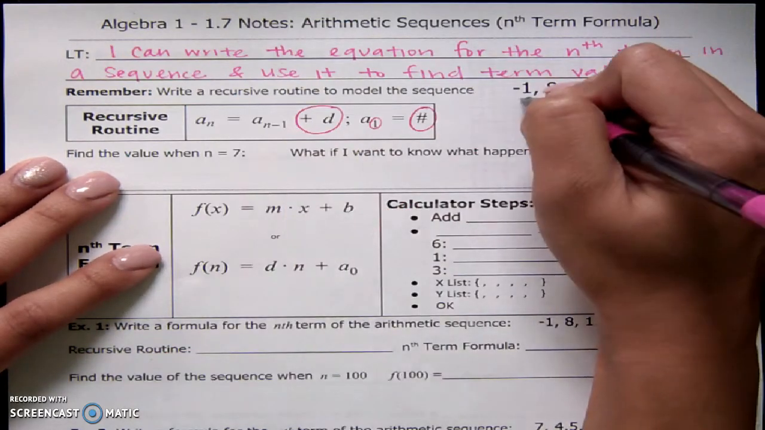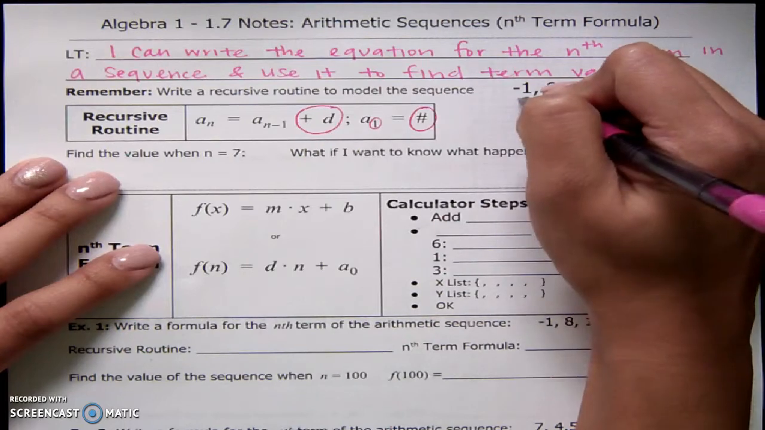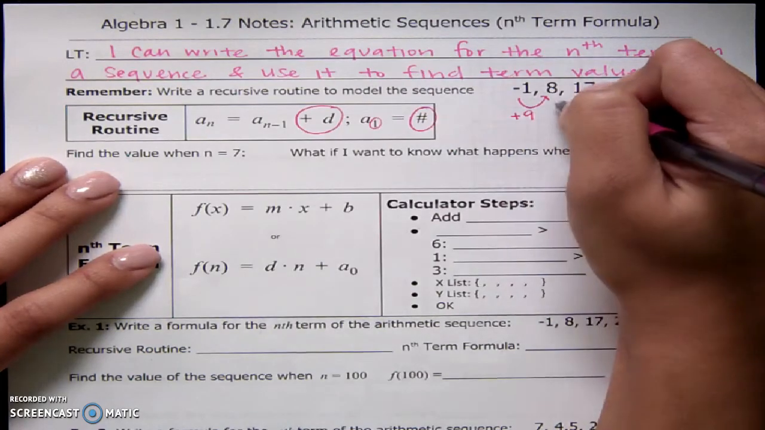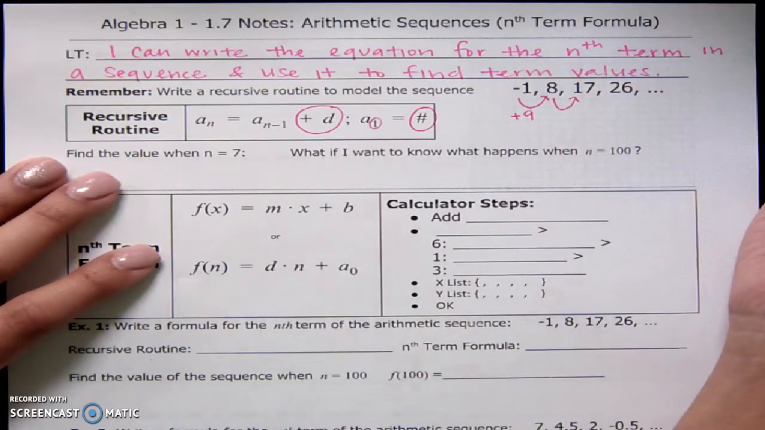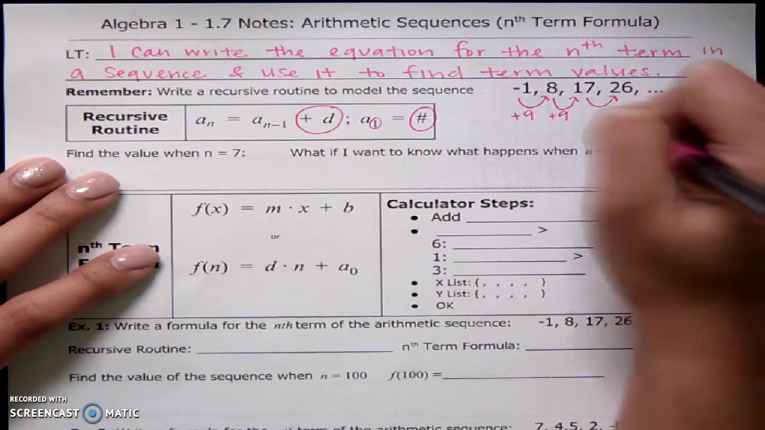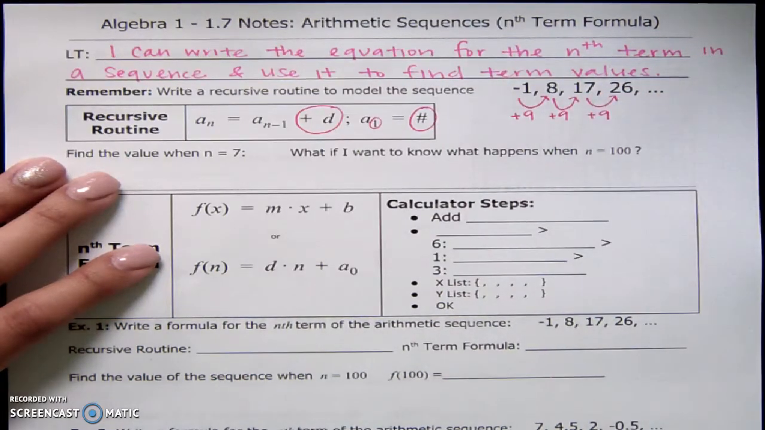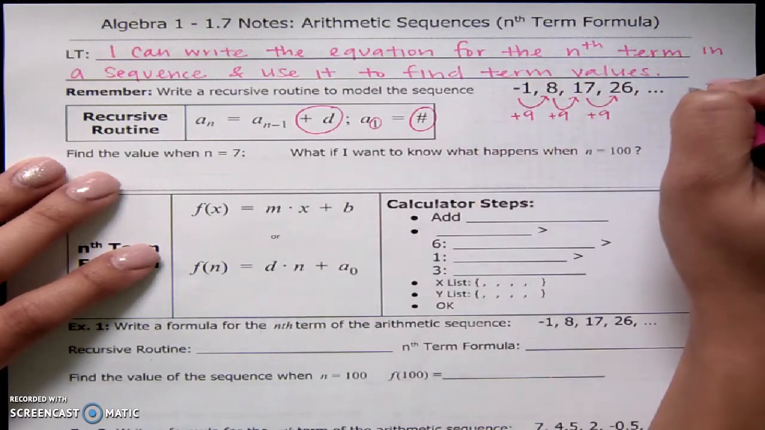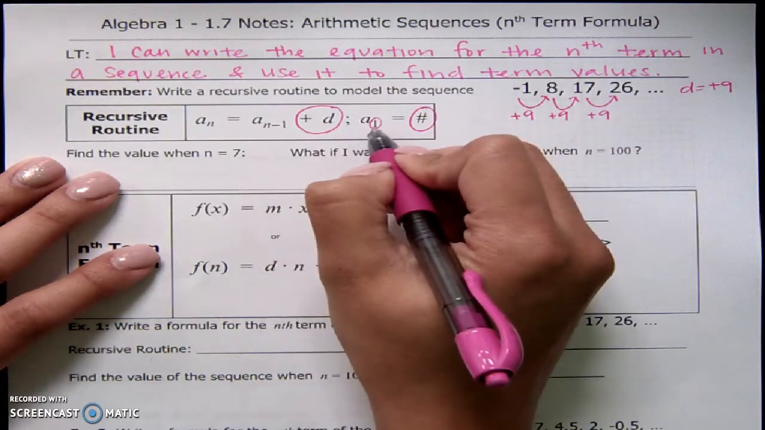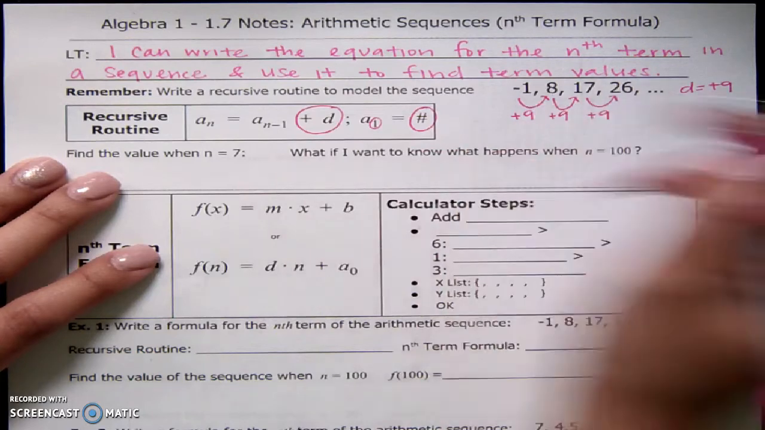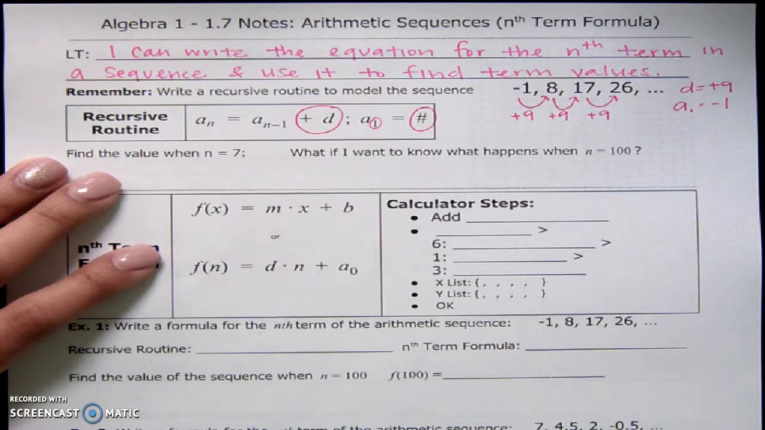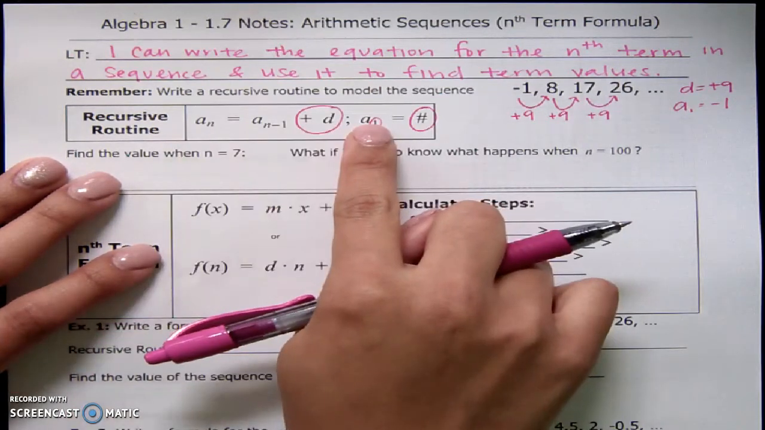So if I look at this pattern here, to get from -1 to 8, I have to add 9. Now make sure you check your pattern between all the numbers before you identify your common difference. 8 plus 9 is 17. 17 plus 9 is 26. So my common difference is plus 9. The first term in my sequence is -1. So once I have those two pieces of information, I can write the recursive routine.